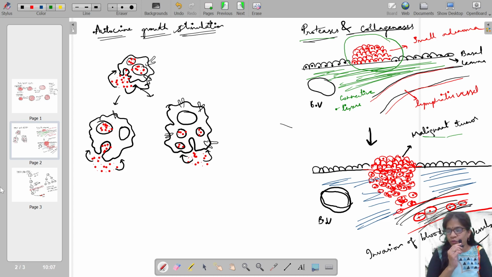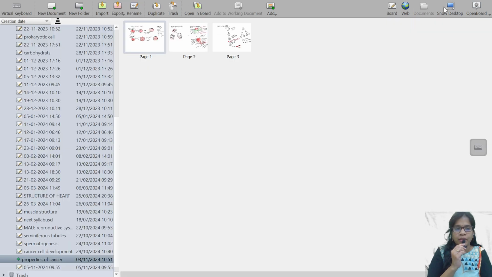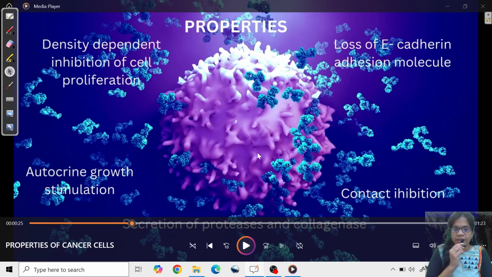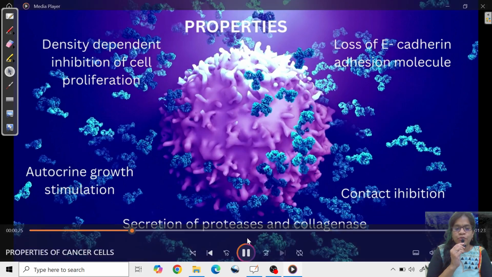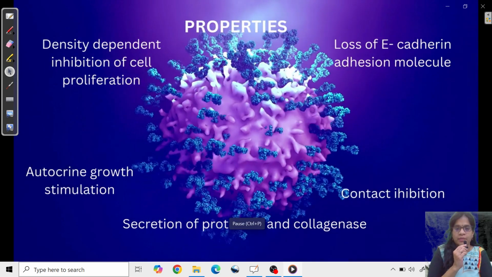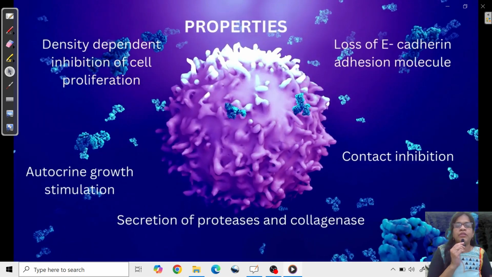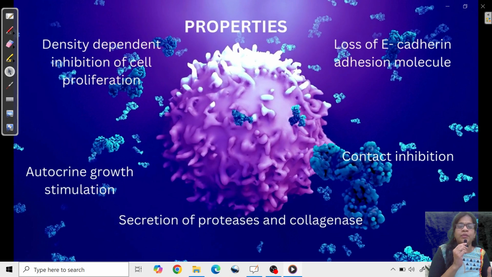Okay, now let's go for the third diagram. Yes, this is what you call defective differentiation. For that I will talk about the theory part. Right, these properties are done, right? So let's go for some more properties of cancer cells that differentiate them from your normal cells. Okay, hope I am not confusing you with the topic, because these are the main important properties of your cancer cells.